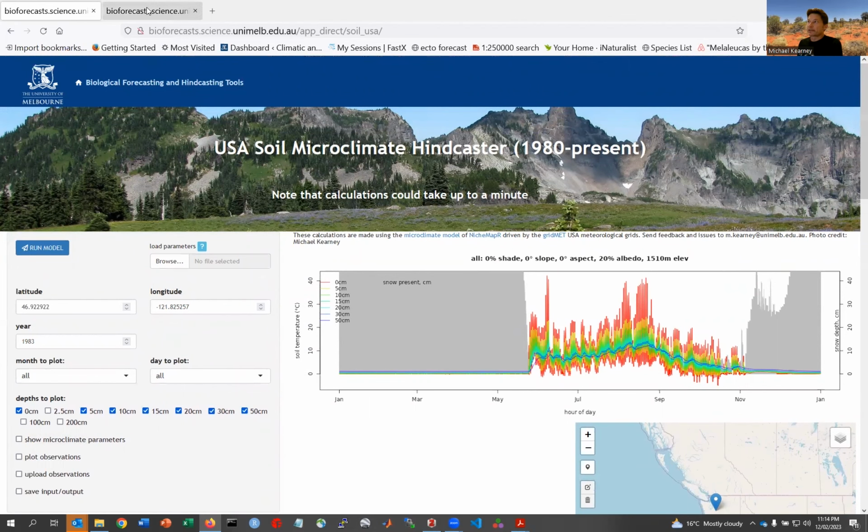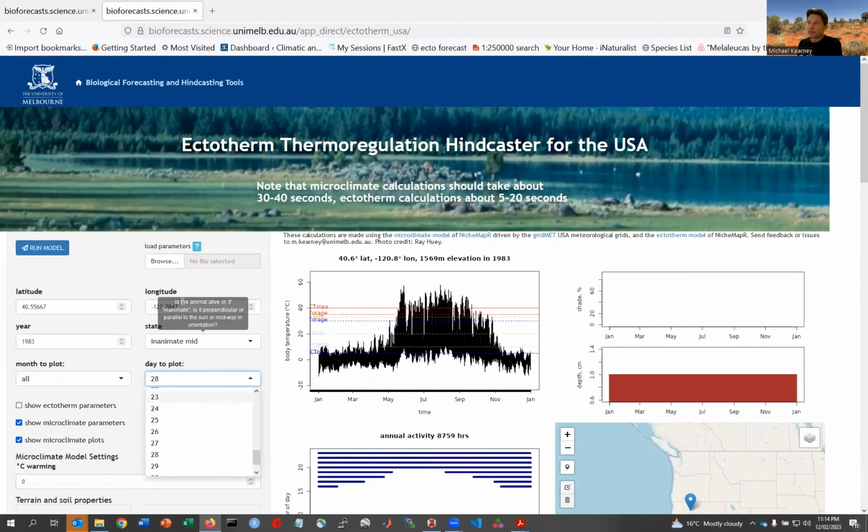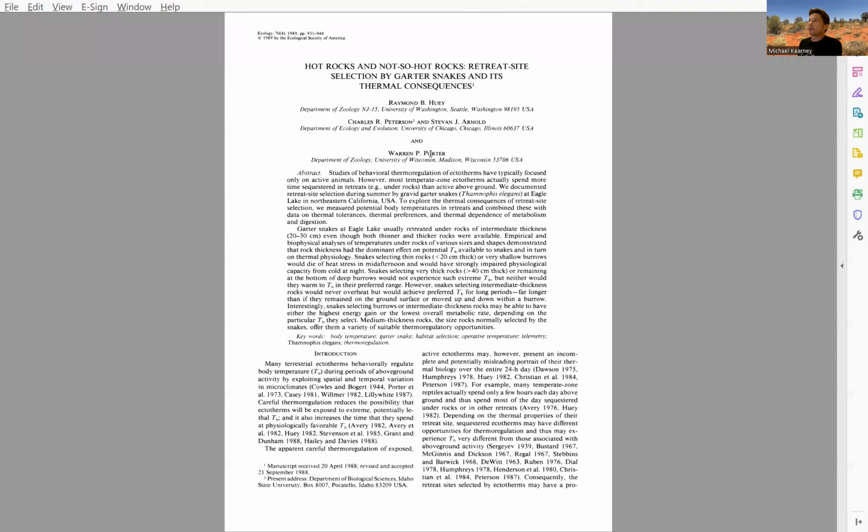And then there's the ectotherm hindcaster, which is just the ectotherm model again, but applied to that GridMET dataset. So running the microclimate model and then the ectotherm model. And it starts off at a place called Eagle Lake in California. The reason it starts there is historical. This paper here by Ray Huey, Chuck Peterson, Steve Arnold, and Warren Porter, called Hot Rocks and Not So Hot Rocks, is about the way garter snakes use rocks as retreat sites to thermoregulate when they're inactive.